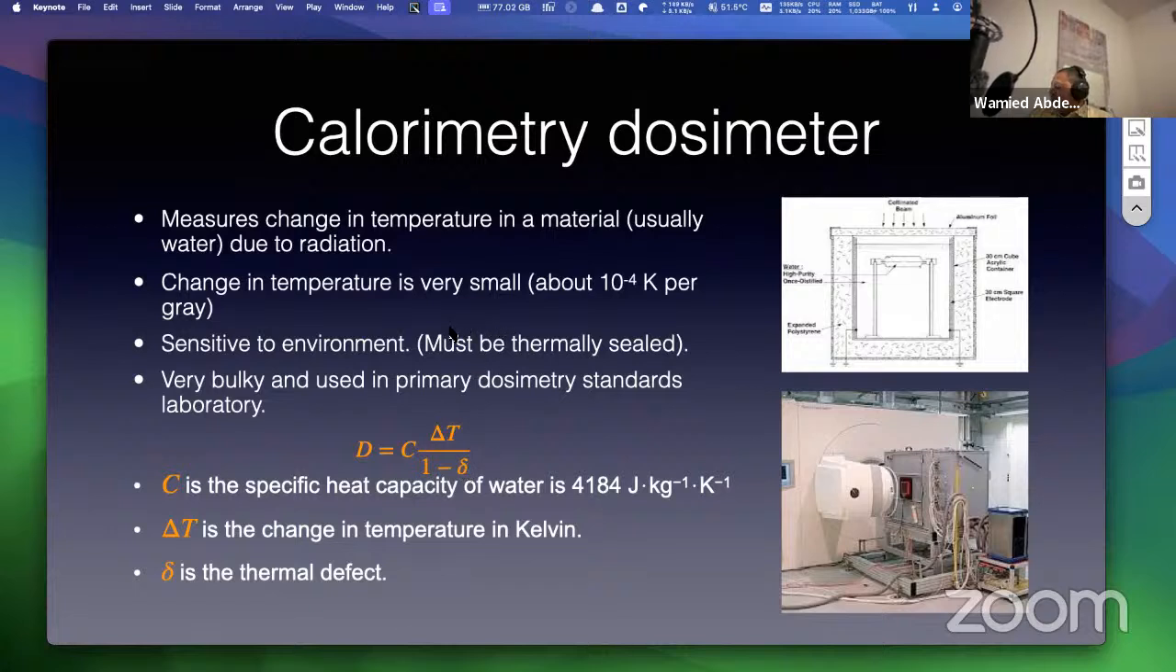But the nice thing about any calorimetric system is that the specific heat, especially for water, is established independent of ionizing radiation. And this is why these calorimeters are always put into the category of absolute dosimeters. They will give us the absolute dose. Okay.